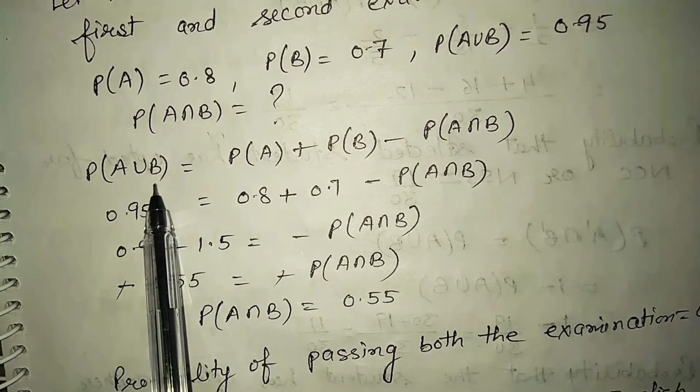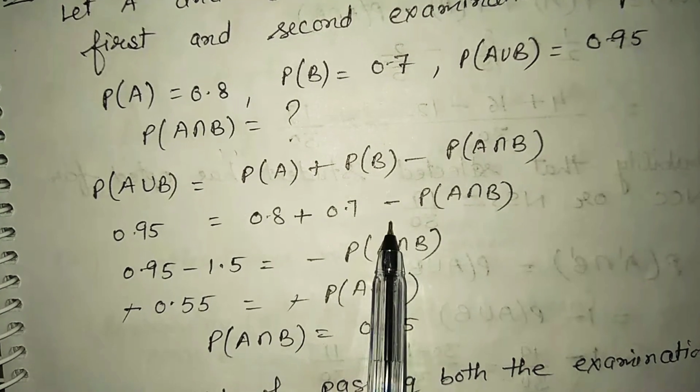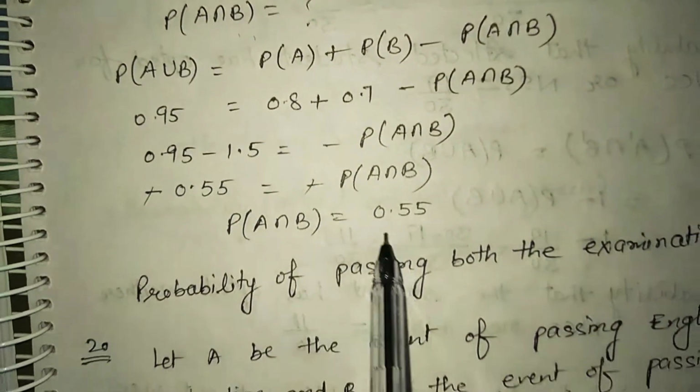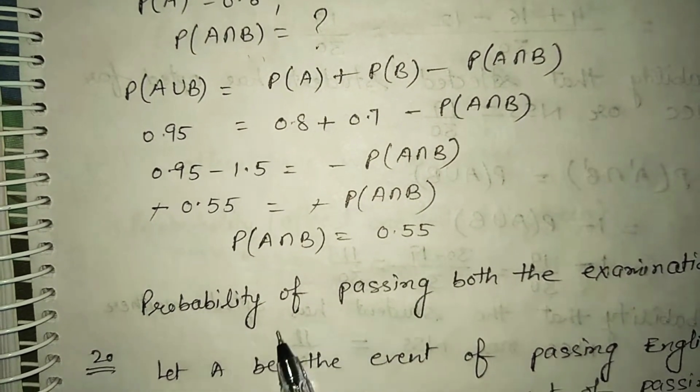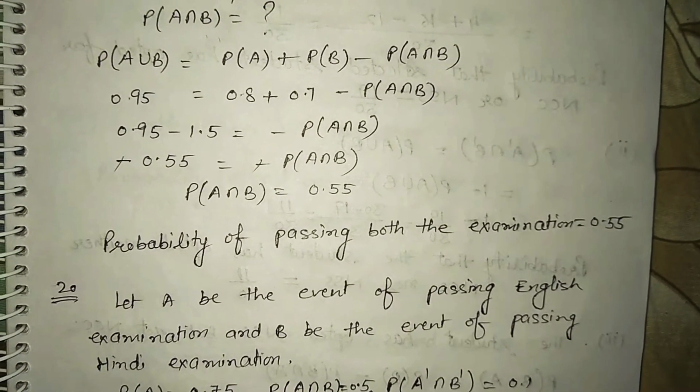In this case, we have to find out P(A intersection B), means both the examinations. So what is P(A union B)? P(A) plus P(B) minus P(A intersection B). Put the values and find out P(A intersection B). This is 0.55, and this is the probability of passing both the examinations. Okay, 0.55. Now come to question number 20.